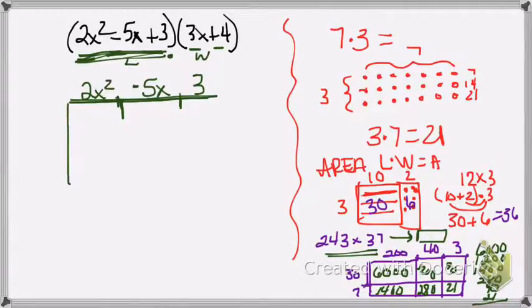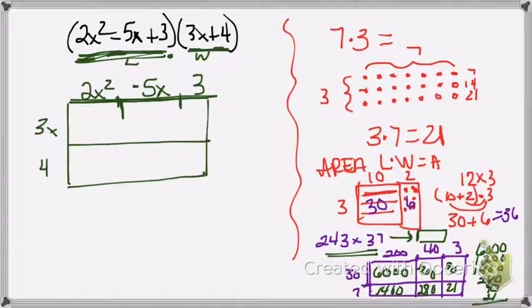And then my box would have to have a width that is broken into 2 pieces because there's 2 terms, a 3x and a positive 4. And just like in our elementary school model off on the right, I'm going to find each of these areas taking length times width. So in my first box here, I'm taking the 3x times the 2x squared, and that's going to get me 6x times x times x, or 6x to the third. In my next box, I'm taking the 3x times the minus 5x, or a minus 15x times x, so minus 15x squared. Okay, in my next one, I have 3x times 3, so that's 9x. And so that's completed my first row.